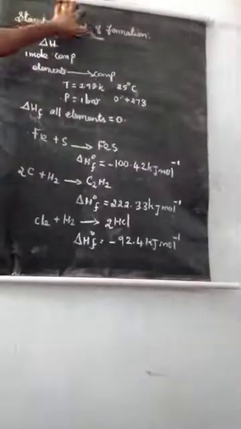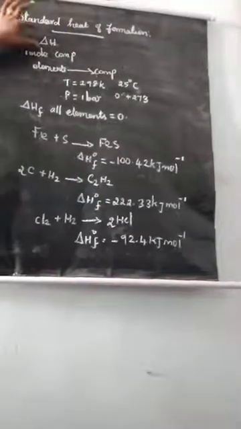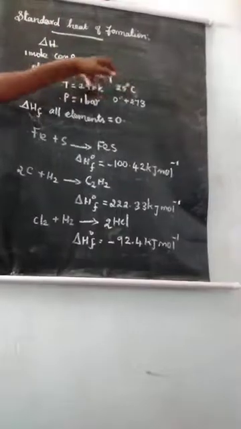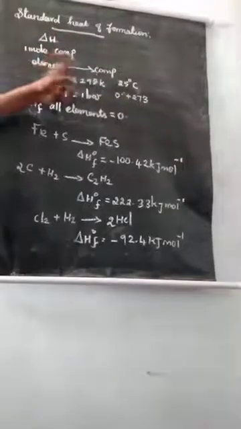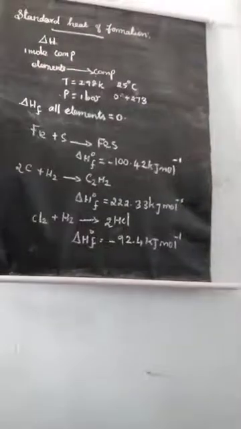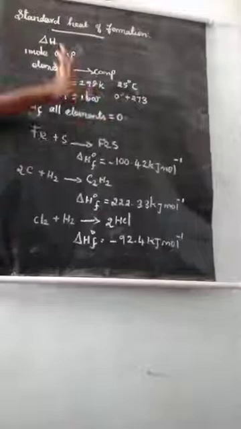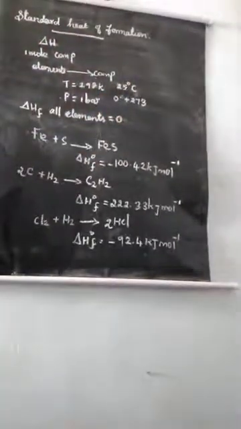Standard heat of formation is defined as the change in enthalpy that takes place when 1 mole of a compound is formed from its elements present in their standard states. Temperature and pressure are standard. Understand? Now, the standard heat of formation of all elements is assigned to be 0.